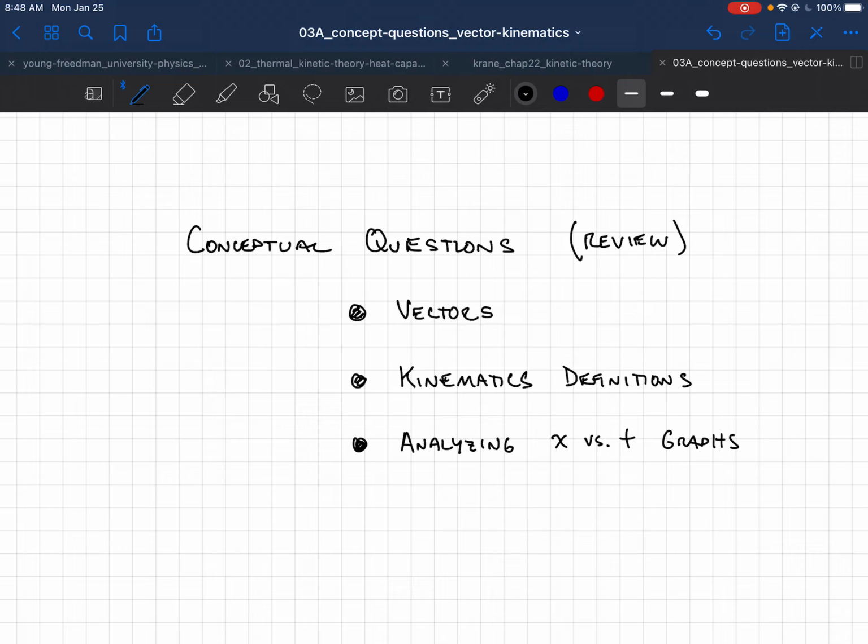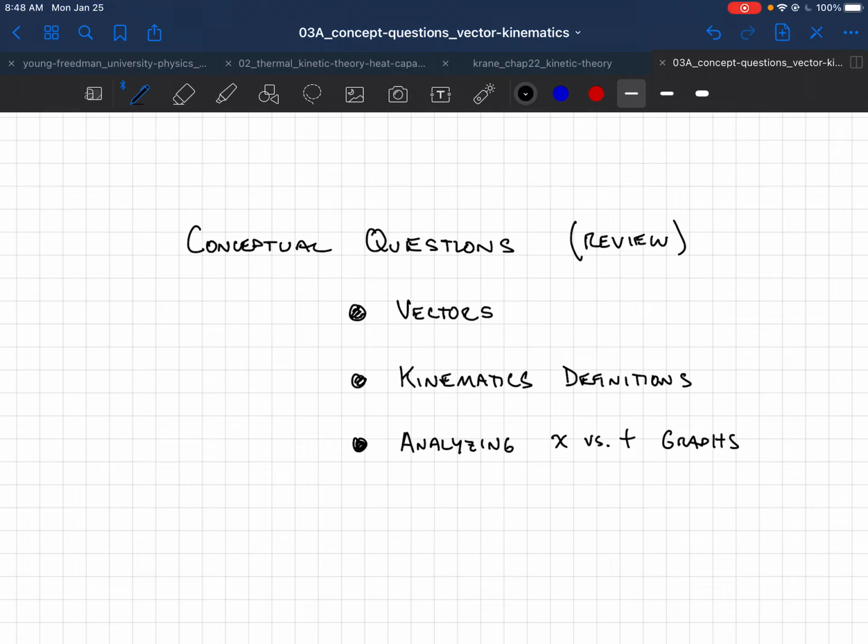Here we're going to look at a few conceptual questions to review some of the material that we've already talked about in the class. So these are just multiple choice questions. And a conceptual question means that, well, it sort of sounds like it's something about intuition or having a pictorial or qualitative understanding of the subject.